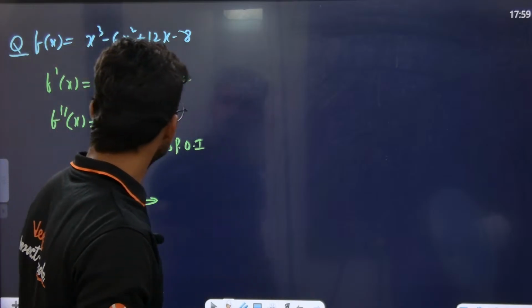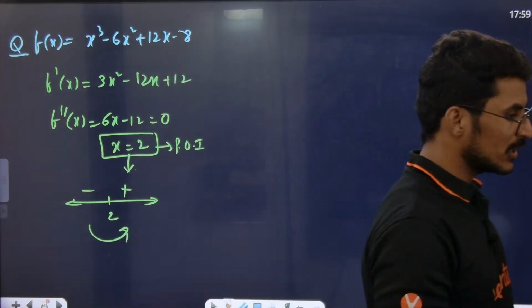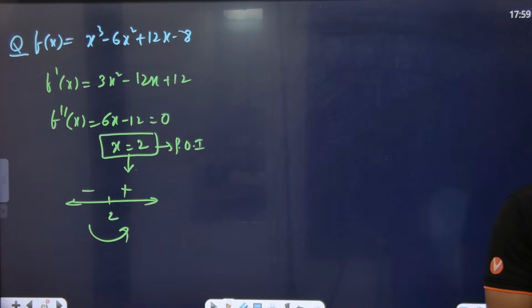If f dash of x is equal to 0, what will you get? How does the graph look like? Tell me guys. But I'm very sure that here f dash of x is also 0, and f double dash of x is also 0. Am I correct?